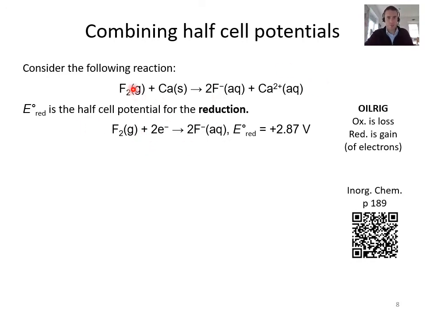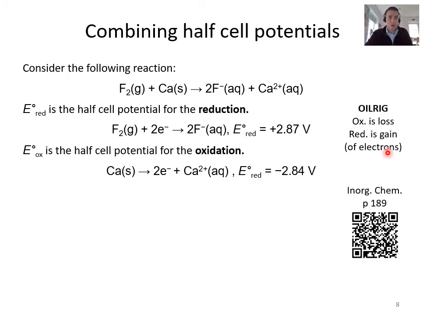The first one is F2 in gaseous form goes to 2F minus, and there are some electrons involved in that process, and of course they're on the left hand side. This is the half cell within this equation, and this is going to be reduced, because you can see that these species are written in the correct direction for the equation as written as a reduction. And we know that this value comes from the table.